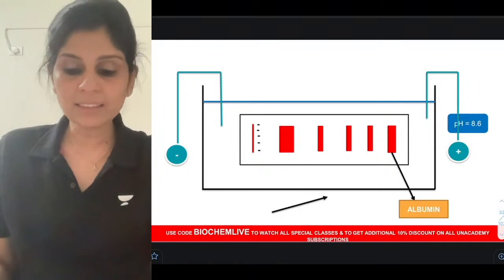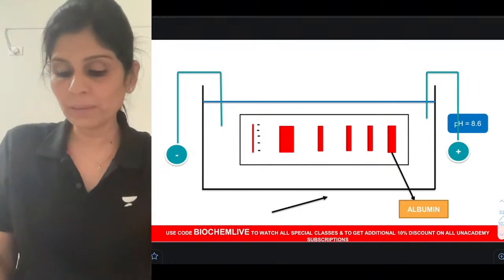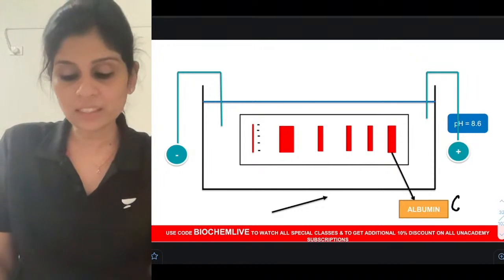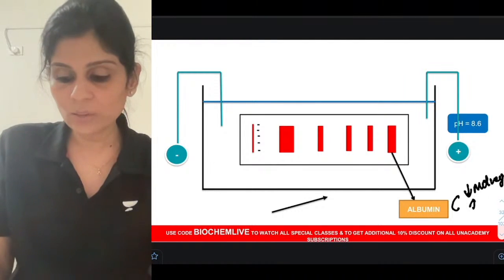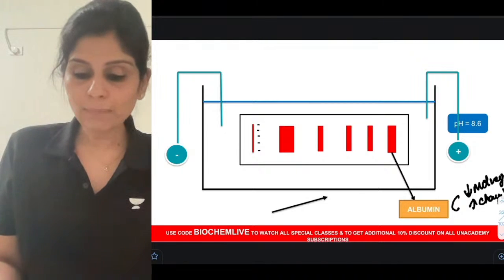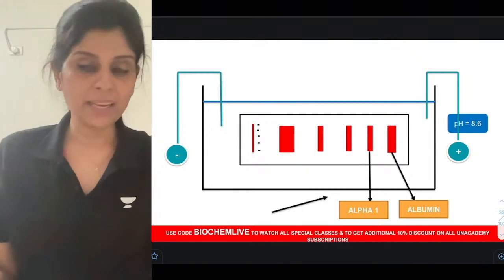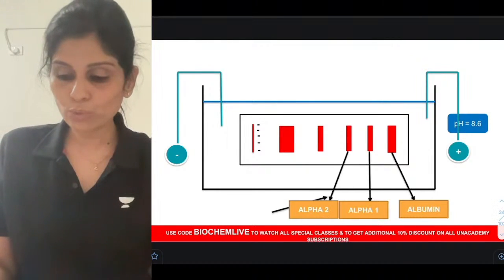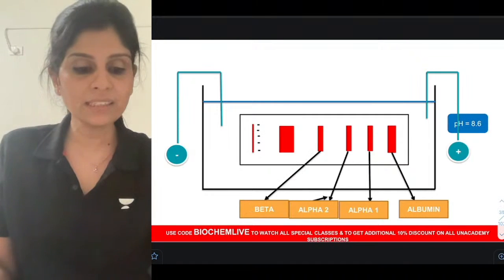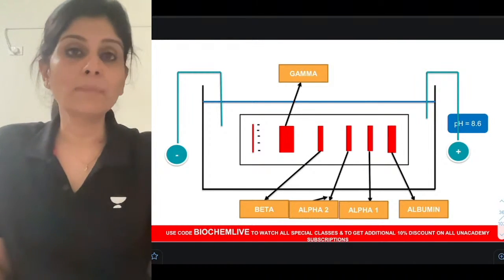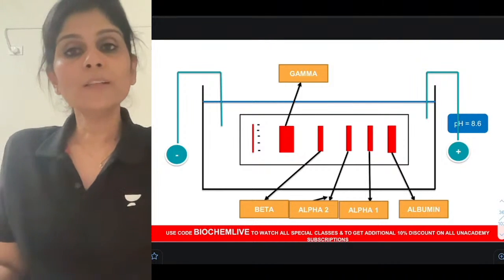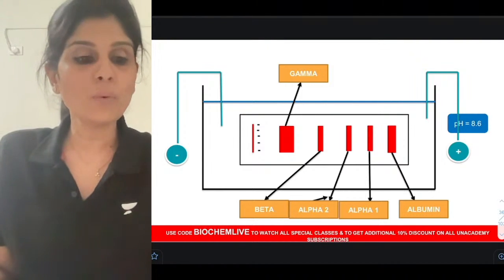Because it has got the highest negative charges, it rapidly moves towards the positively charged electrode. So which is the band that is present farthest from the point of application? Albumin, because of 2 reasons. One is it has got the least molecular weight. Second, it has got the highest number of negative charges. After the albumin band, it is the alpha 1 band, and then you have alpha 2, beta, and finally the gamma band.